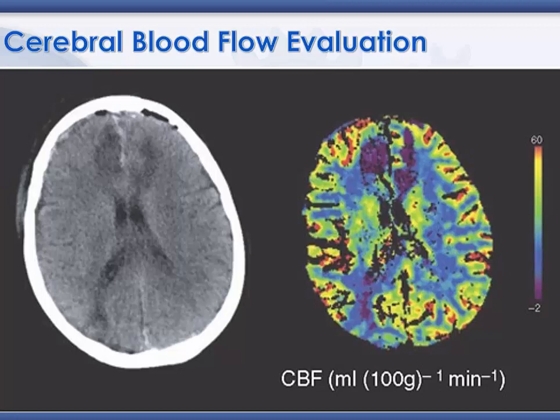The picture is an assessment of cerebral blood flow using CT perfusion. This patient suffered a subarachnoid hemorrhage secondary to an anterior communicating artery aneurysm.